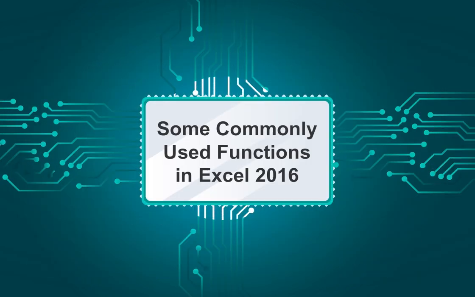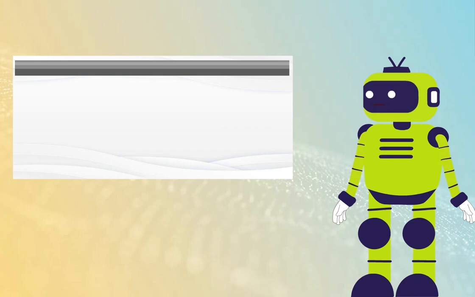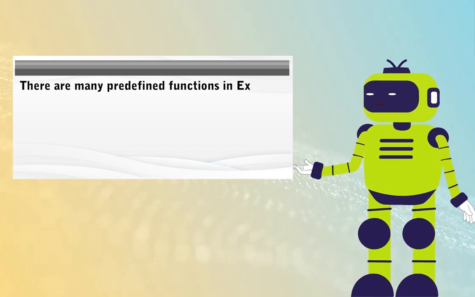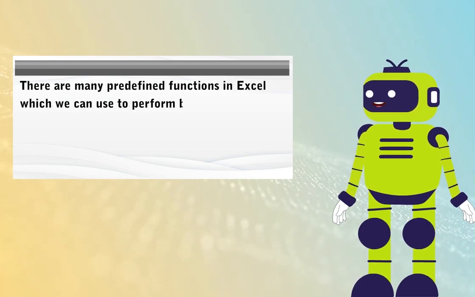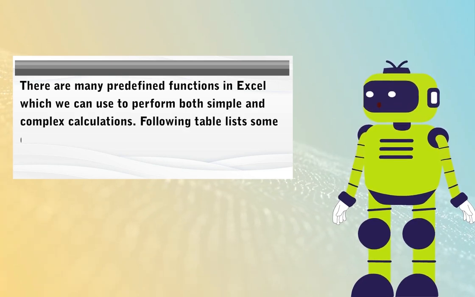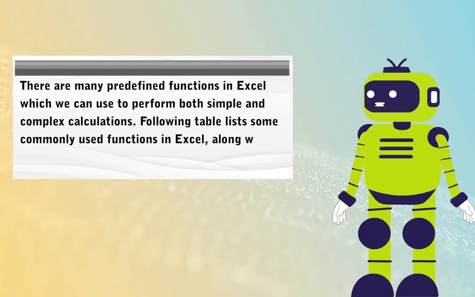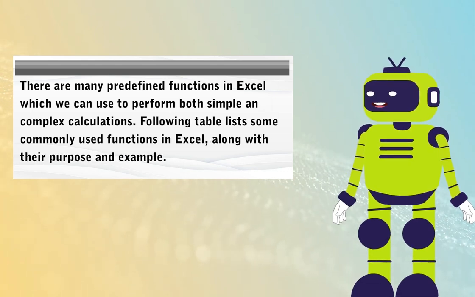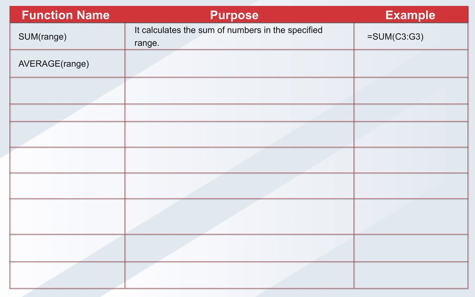Some commonly used functions in Excel 2016. There are many predefined functions in Excel which we can use to perform both simple and complex calculations. The following table lists some commonly used functions in Excel along with their purpose and example. Function name, purpose, example. SUM(range). It calculates the sum of numbers in the specified range. Example: =SUM(C3:G3). AVERAGE(range). It calculates the arithmetic mean of values in the specified range.